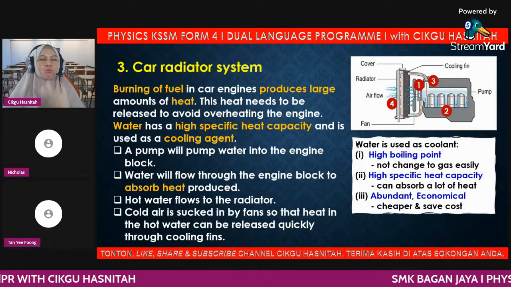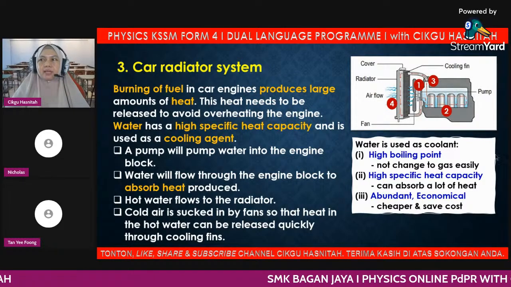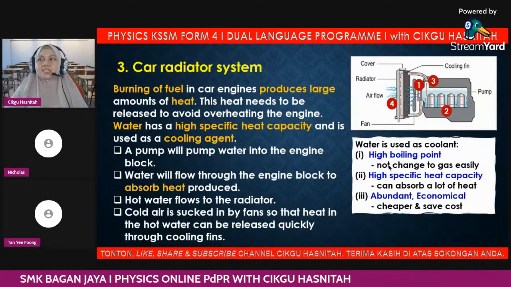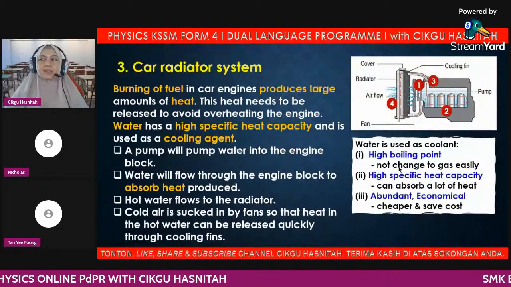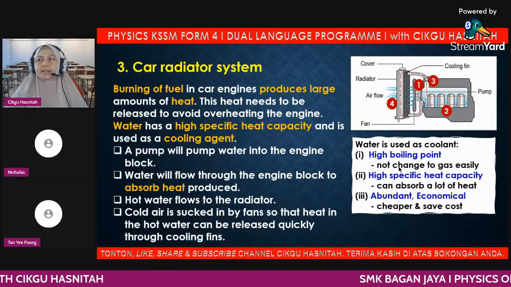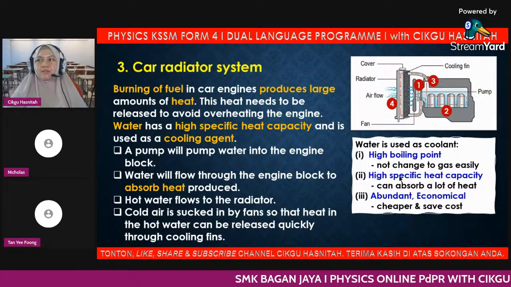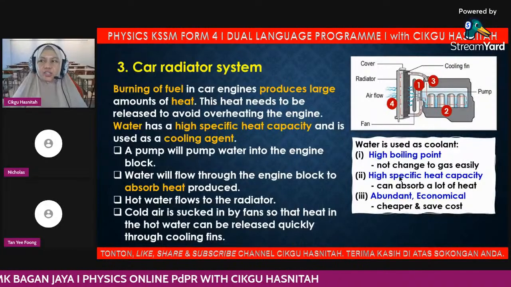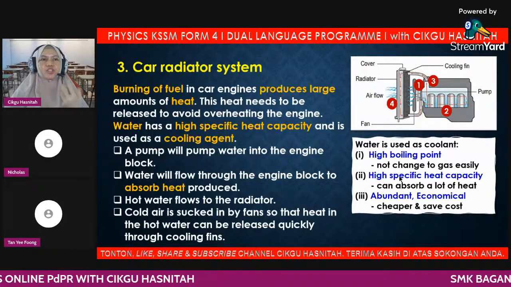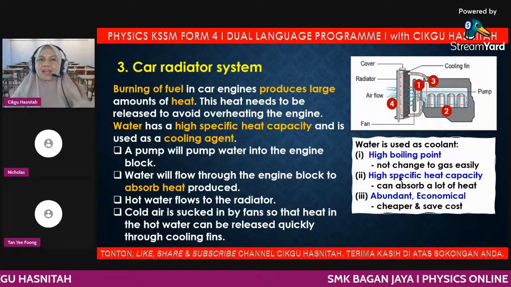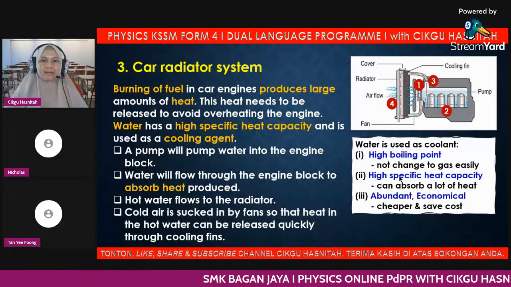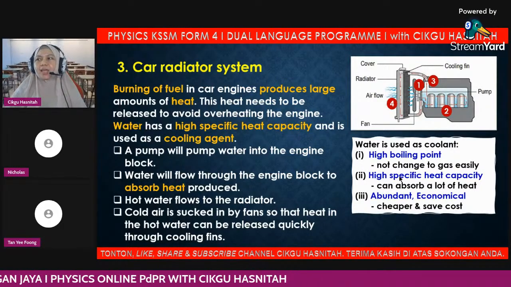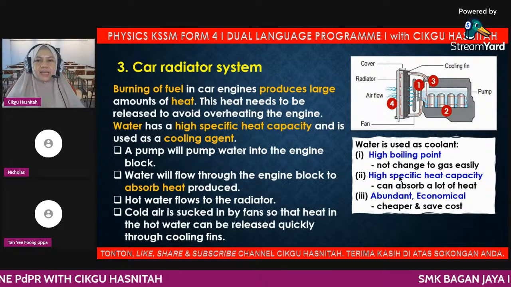So why are we choosing water as a coolant liquid? This is because water is a substance with a high boiling point. So it does not evaporate easily. Okay, it does not change into gas easily. Second, water is a material with a high specific heat capacity. So it can absorb a lot of heat from the car engine. And third, water is very cheap and abundant, meaning we can find it everywhere. It is easy to get. Abundant means we can find it everywhere. Okay, economical, cheaper, and saves cost.